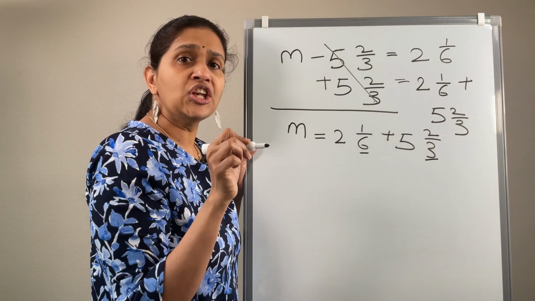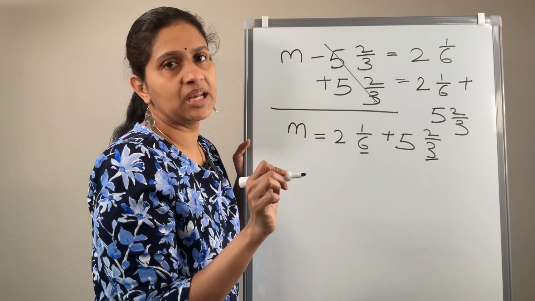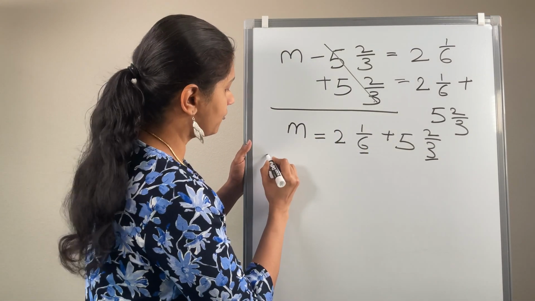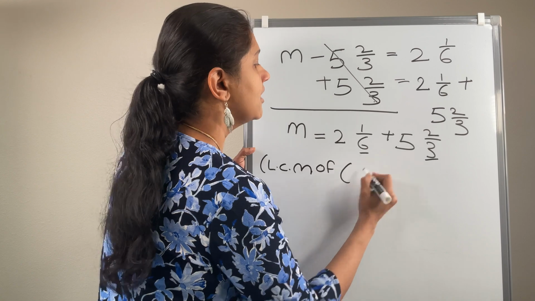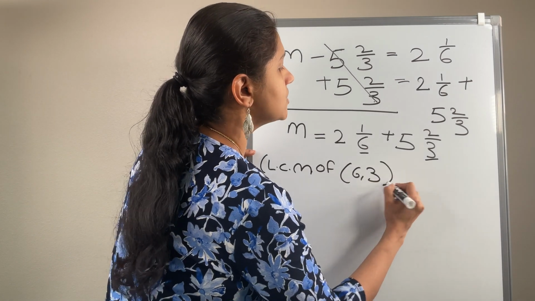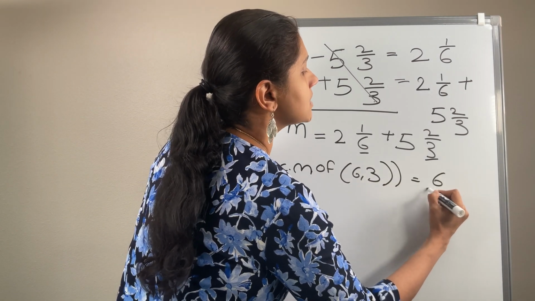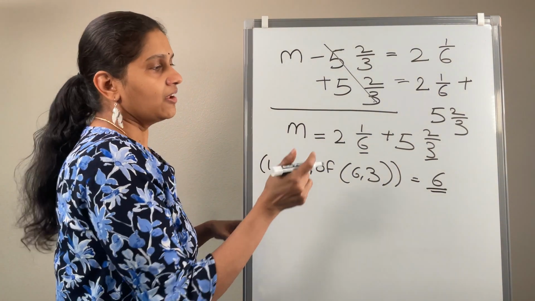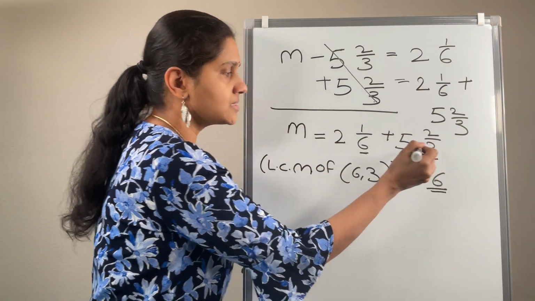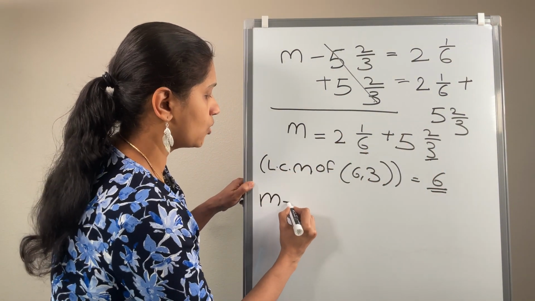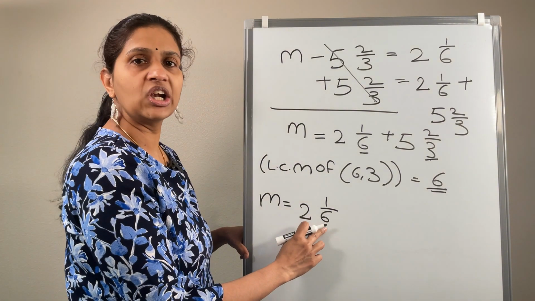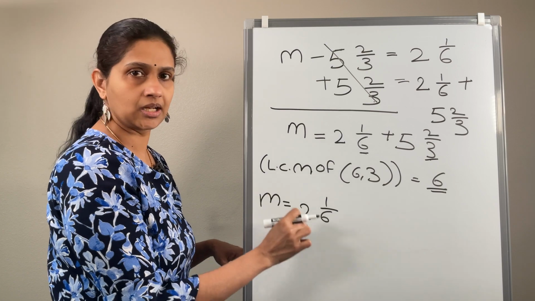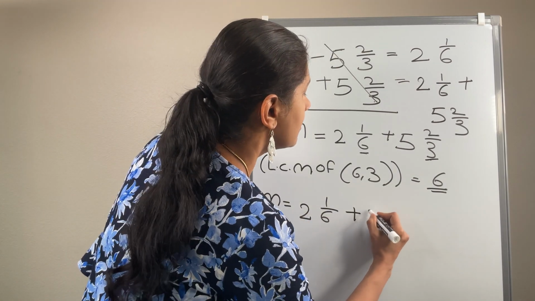So first we need to make the denominators alike in order to add. First I have to find the LCM of 6 and 3, that is going to be equal to 6. So 6 is the LCM. Let us make the denominators 6. So we have 2 1 by 6. You don't need to change this because it already has the denominator 6, plus 5.